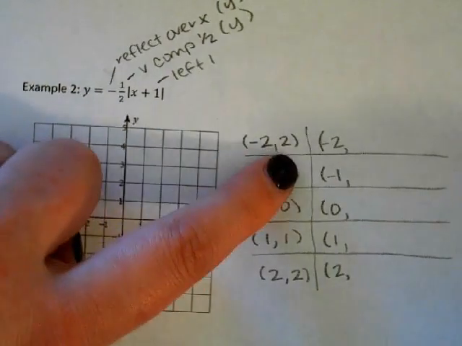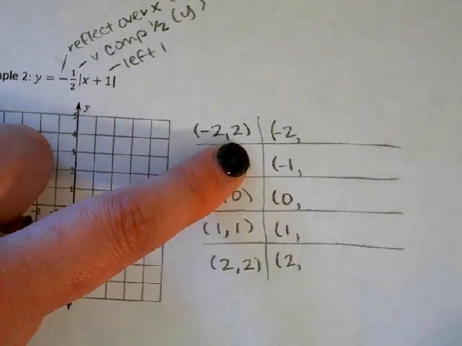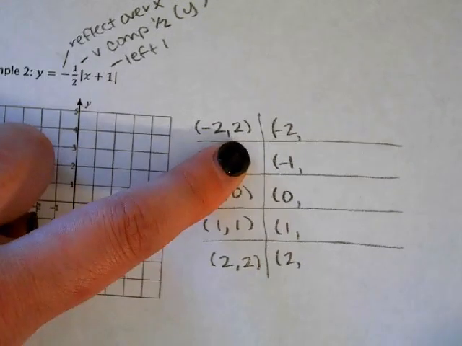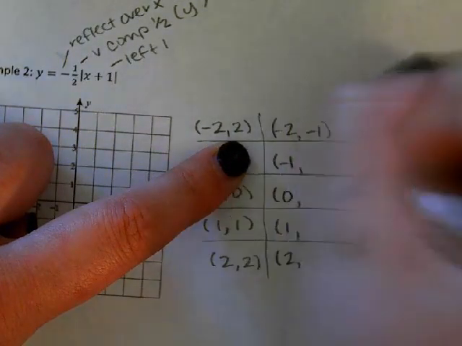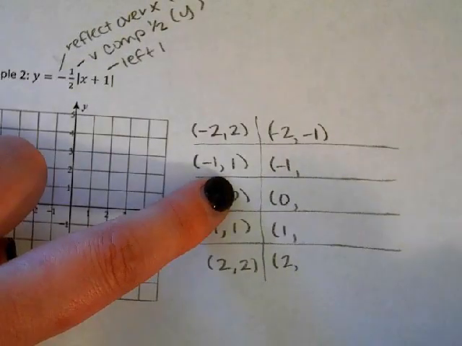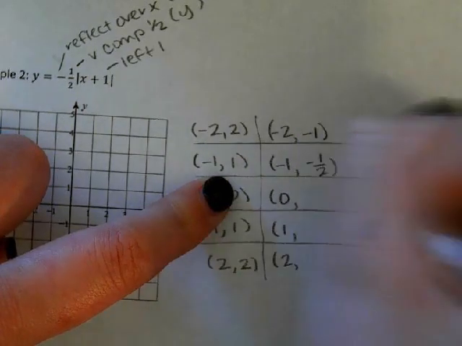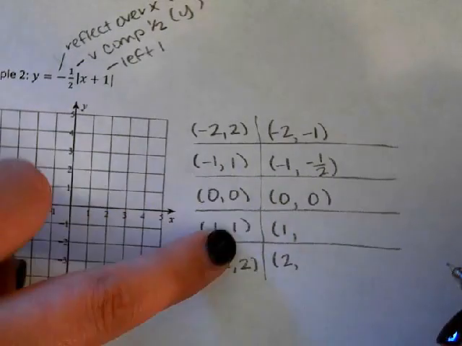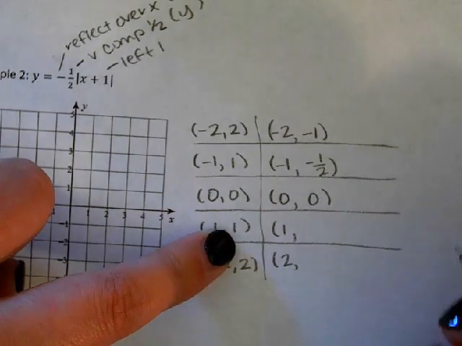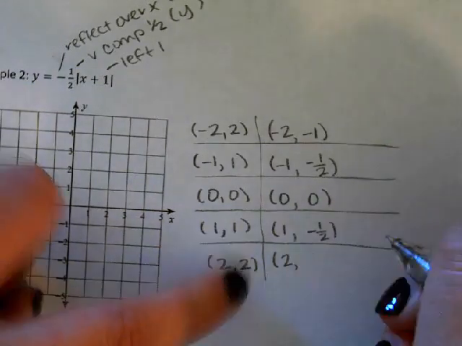And then we're going to take the 2 and multiply it by -1/2. What's 2 times -1/2? -1. Okay? 1 times -1/2 is -1/2. 0 times -1/2 is 0. 1 times -1/2 is -1/2. And then 2 times -1/2 is -1.